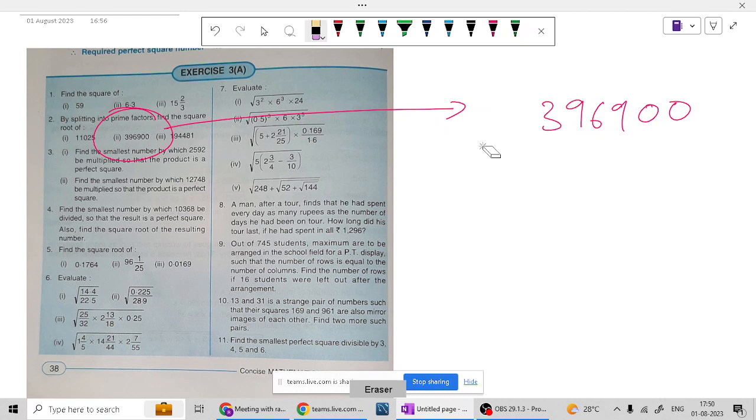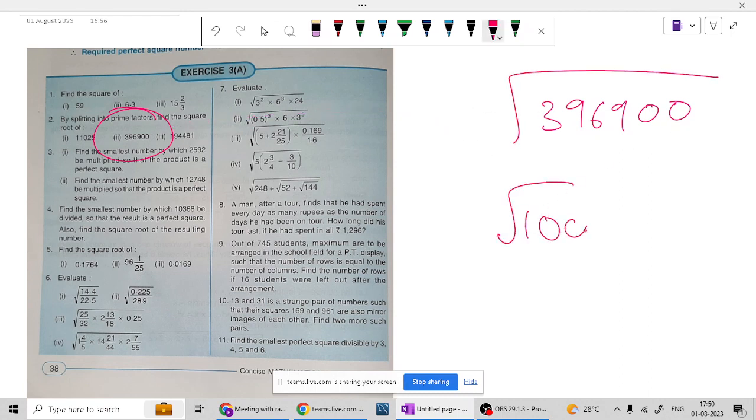And this question, Joanna, 36900 is given. When you find the square root of any value, what's the square root of 100, Joanna? Sir, 10. When you use the prime factorization method, you'll get 10. So how many zeros do we have here? Sir, 2. So when you use prime factorization, the two zeros get converted into one single value, right? So the answer is 10.